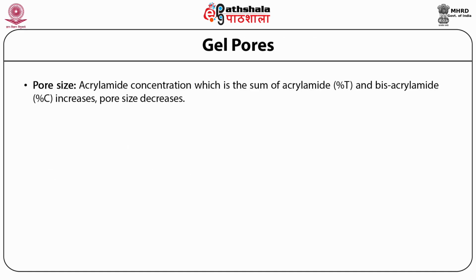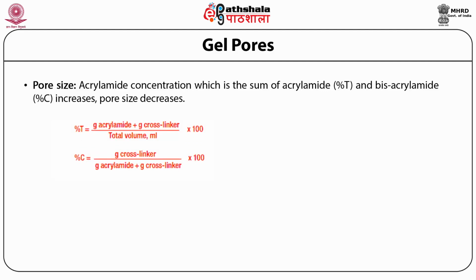The size of the pores in the polyacrylamide gel is dependent on two important parameters: the total solid content, that is the percentage T, and the ratio of the cross-linker to acrylamide monomer, that is percentage C. The total solid content is given by the formula: the sum of the acrylamide and bisacrylamide to the total volume in ml, multiplied by 100. The percentage of the crosslinker is given by the amount of crosslinker in g divided by the total amount of acrylamide and bisacrylamide, multiplied by 100.